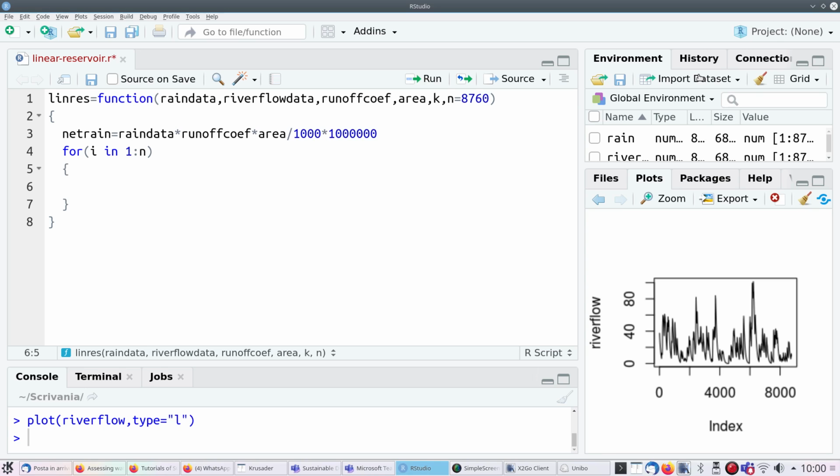So there is a question by Massimiliano. Wasn't rain already millimeters? Rain is in millimeters, but I have to transform it in meters because I want to get the discharge in cubic meters per second. So everything should be transformed in meters.